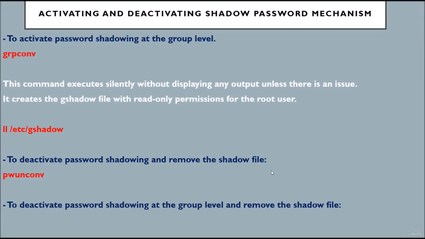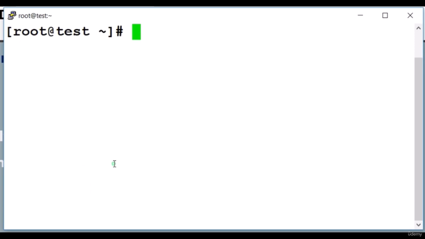To deactivate password shadowing at the group level and remove the gshadow file, you can run the command grpunconv. So let's run that command through the terminal. grpunconv, hit enter. If you don't get any error messages, that means the command executed successfully and you have successfully deactivated password shadowing at the group level.